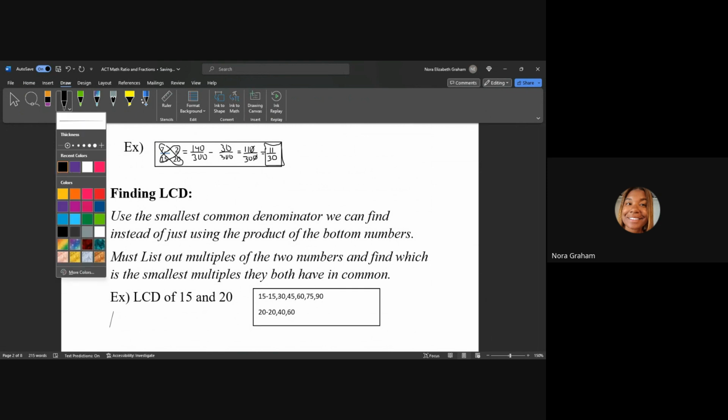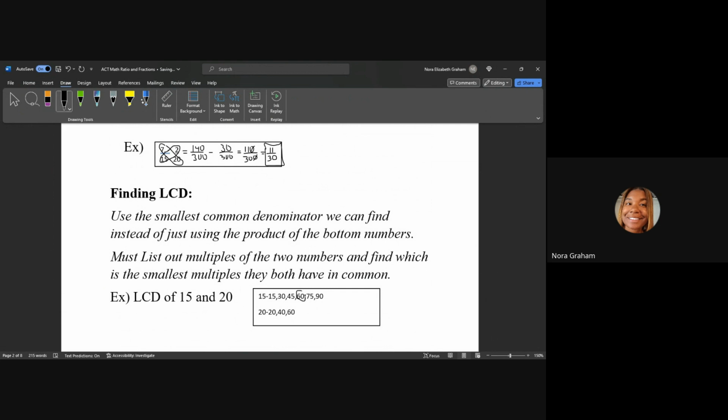Let me see if it'll let me circle it, which is 60 and 60. And that's the lowest one that they have in common. So the LCD of 15 and 20 is going to be 60. Okay. And that's how we find our least common denominators. And I'll do an example in one of the exercises of how I could add or subtract fractions, finding the least common denominator versus the way I did it for these two examples up here.